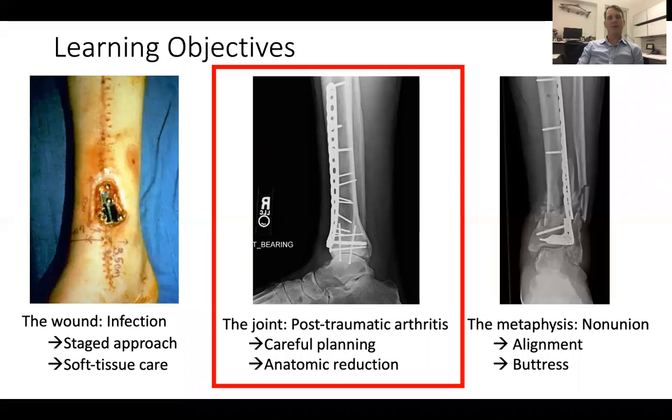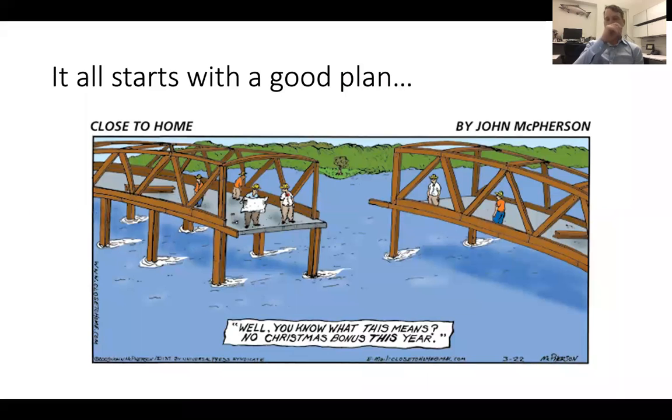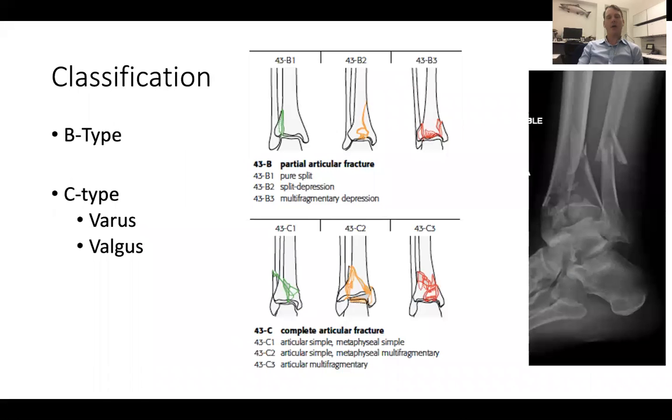So here we're going to focus on the second learning point, which is how do you come up with a good preoperative plan to achieve an anatomic joint reduction? And it really does just start with spending a lot of time coming up with a good plan, scrutinizing your CT scan, and making sure you really truly understand the fracture.